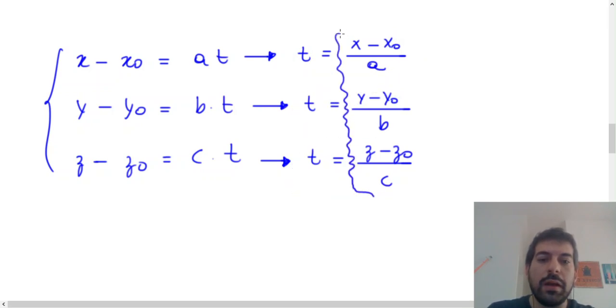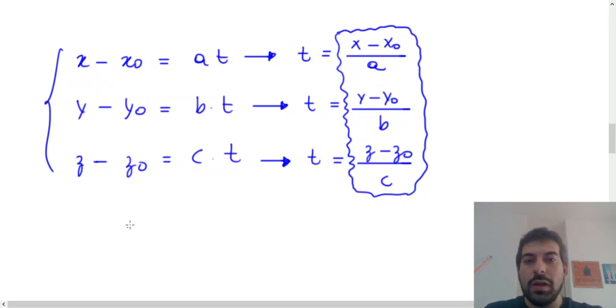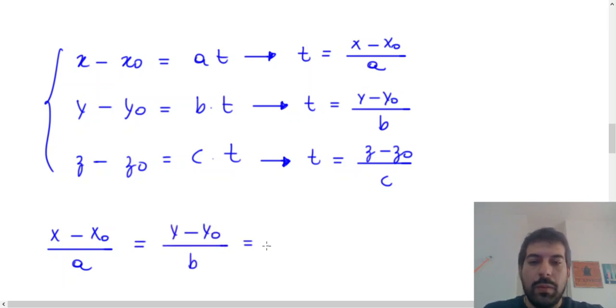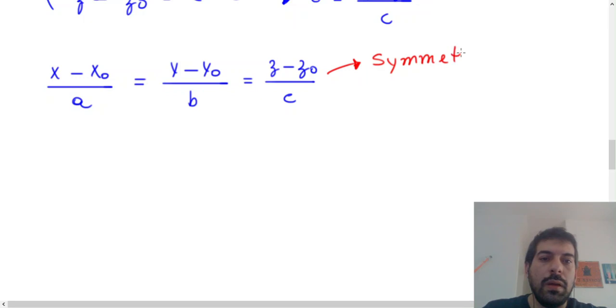But if you know that t is equal to this, and to this, it means that the right sides of the equations, all of them, are equal because each right side of the equation is equal to t. So we can write that x minus x0 divided by a will be equal to y minus y0 divided by b. That will be equal to z minus z0 divided by c. This last form here is what we call the symmetric equations of the line R.